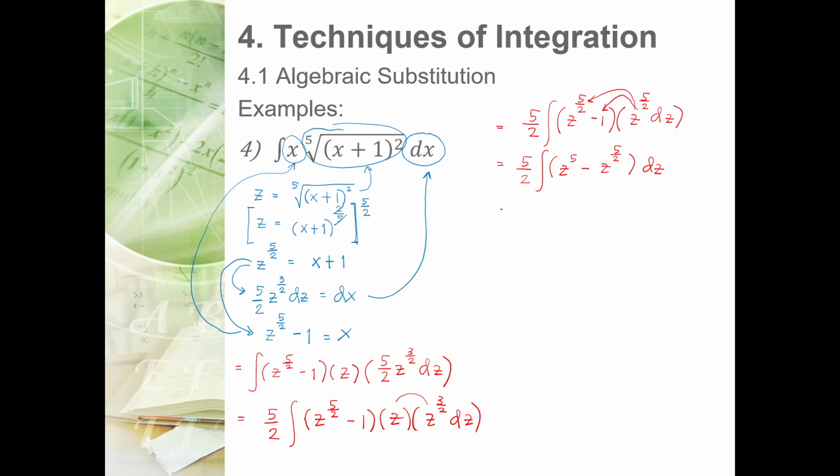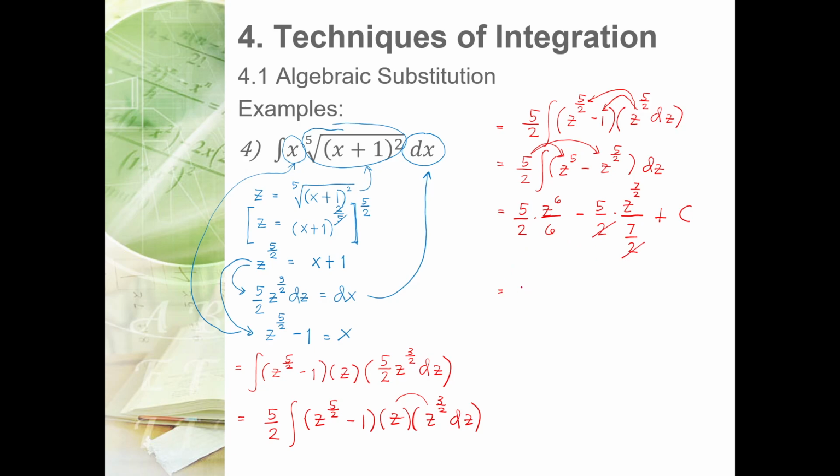integrated using basic formulas. So this becomes 5 halves. Again, don't forget to multiply 5 halves to each integration process. So times z to the power of 6 all over 6. Then minus 5 halves z, so plus 1, that will be 7 halves all over 7 halves, di ba? Plus c. So cancel out 2, cancel out 2.